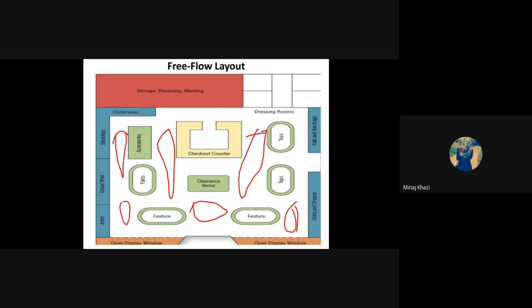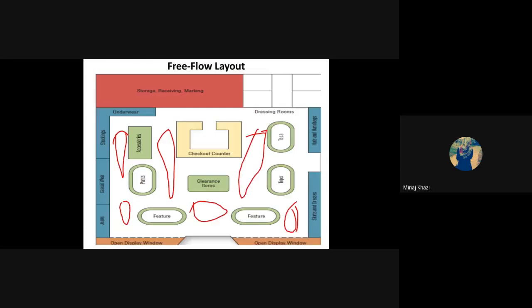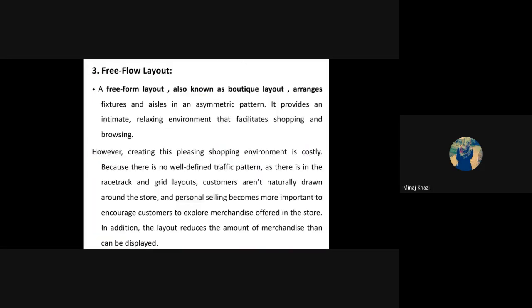Now see here, a free form layout. We can also call it a boutique layout, where products are arranged on the basis of the fixtures they have. People can also find aisles or spaces in very systematic patterns, as I told you. So systematically, they arrange them. Also, it provides an intimate or very relaxing environment for customers who visit. Very nicely they do it.